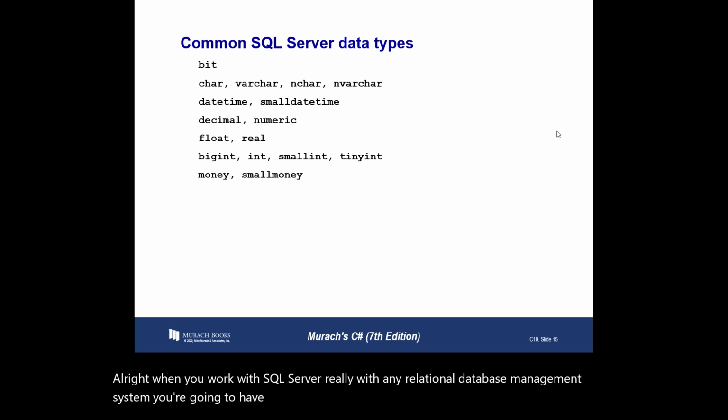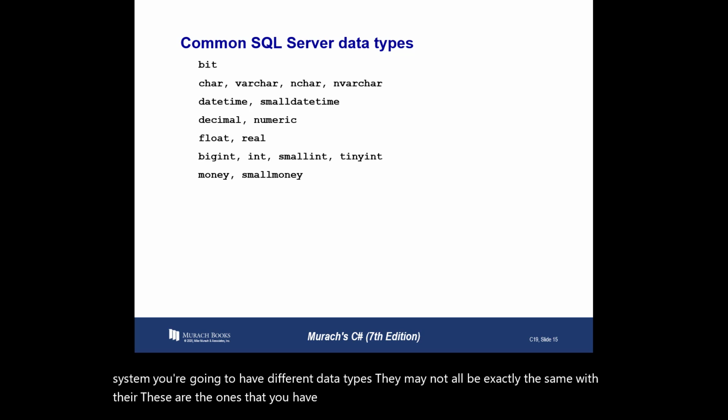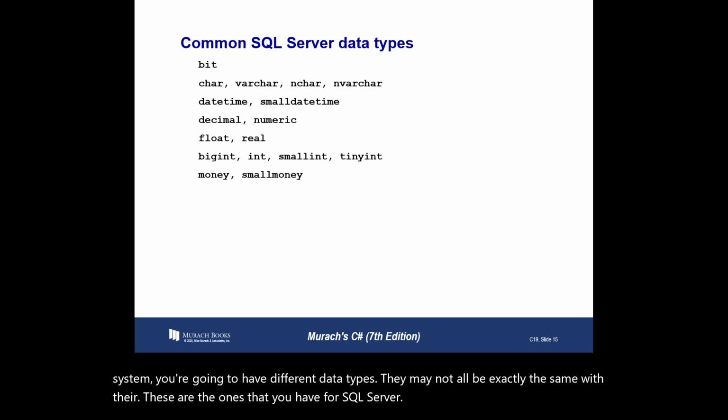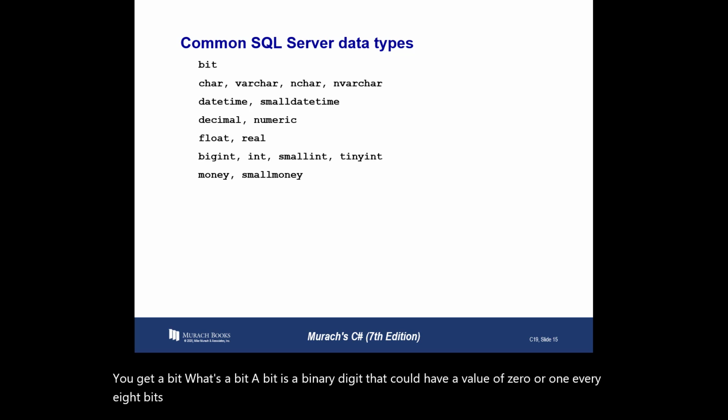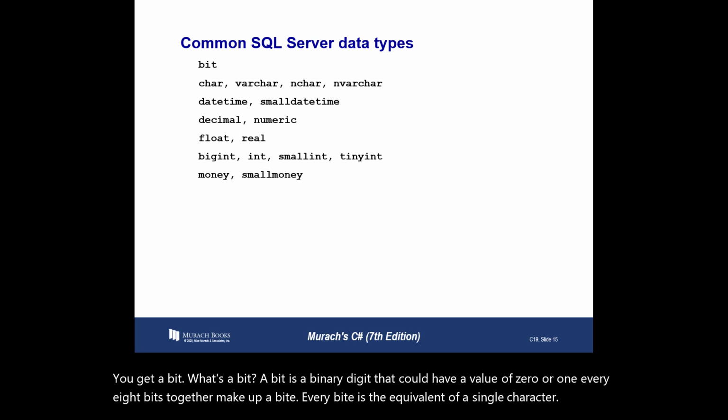All right. When you work with SQL Server, really with any relational database management system, you're going to have different data types. They may not all be exactly the same with their names. These are the ones that you have for SQL Server. You get a bit. What's a bit? A bit is a binary digit that can have a value of 0 or 1. Every 8 bits together make up a byte. Every byte is the equivalent of a single character. Then you can have char.